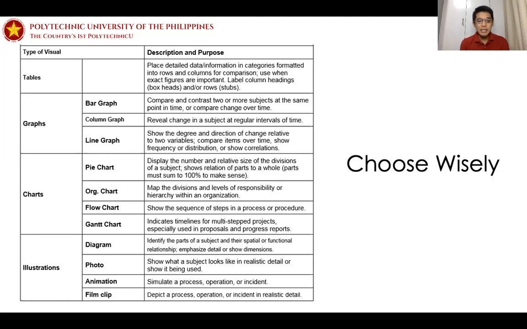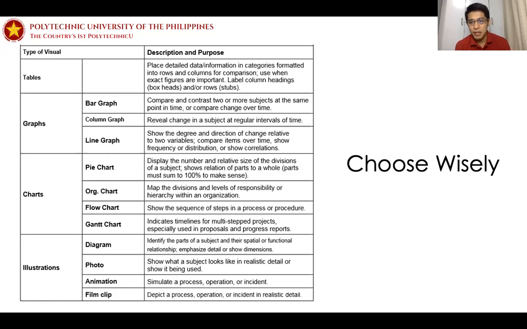Okay, and then lastly, a film clip. A film clip is also an illustration. It shows a process, an operation, or an incident in realistic detail, not animated. So if it is animated, you call that animation. If that shows a realistic detail, then that is what you call a film clip. Now the question might be, sir, how can we use animation or film clip in a document that's supposed to be printed? That can still be possible.